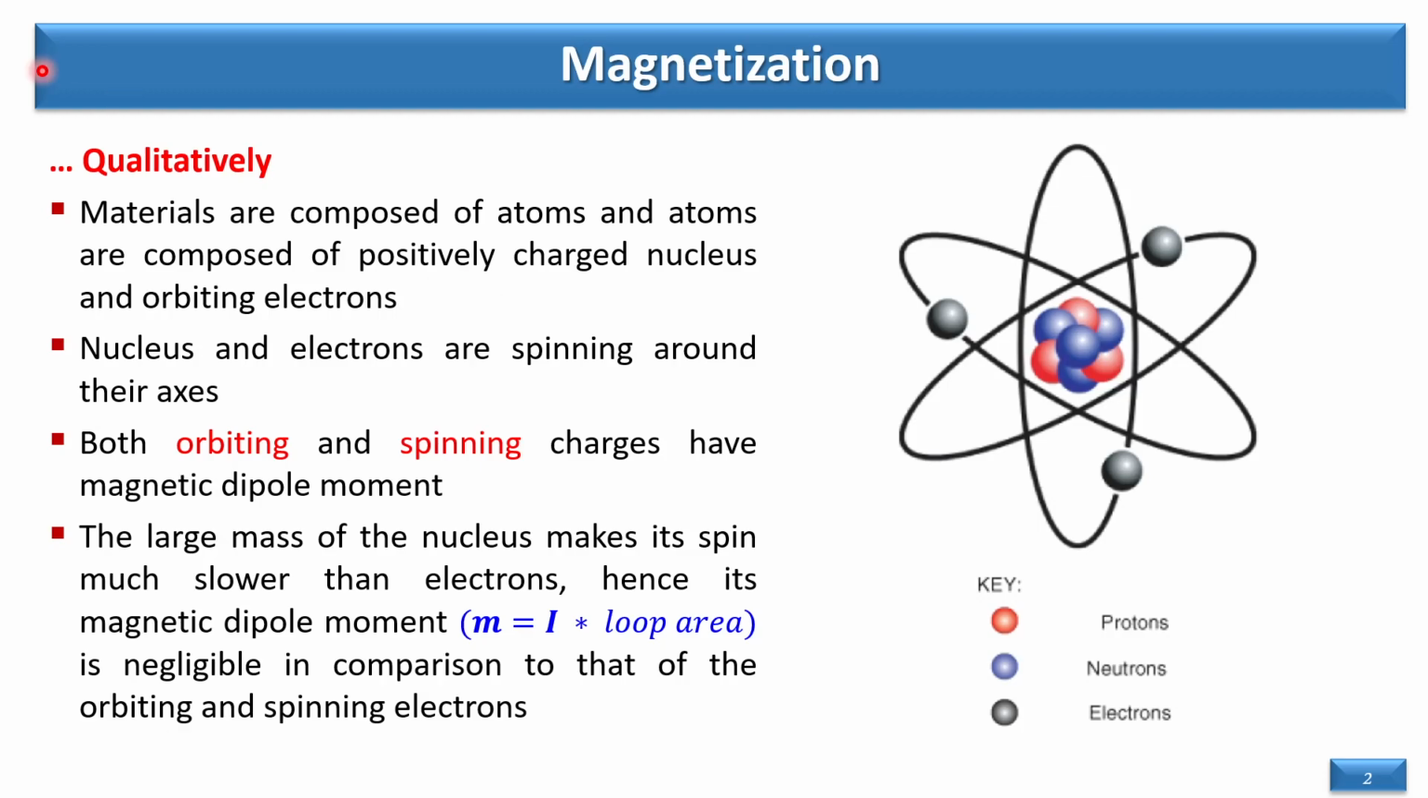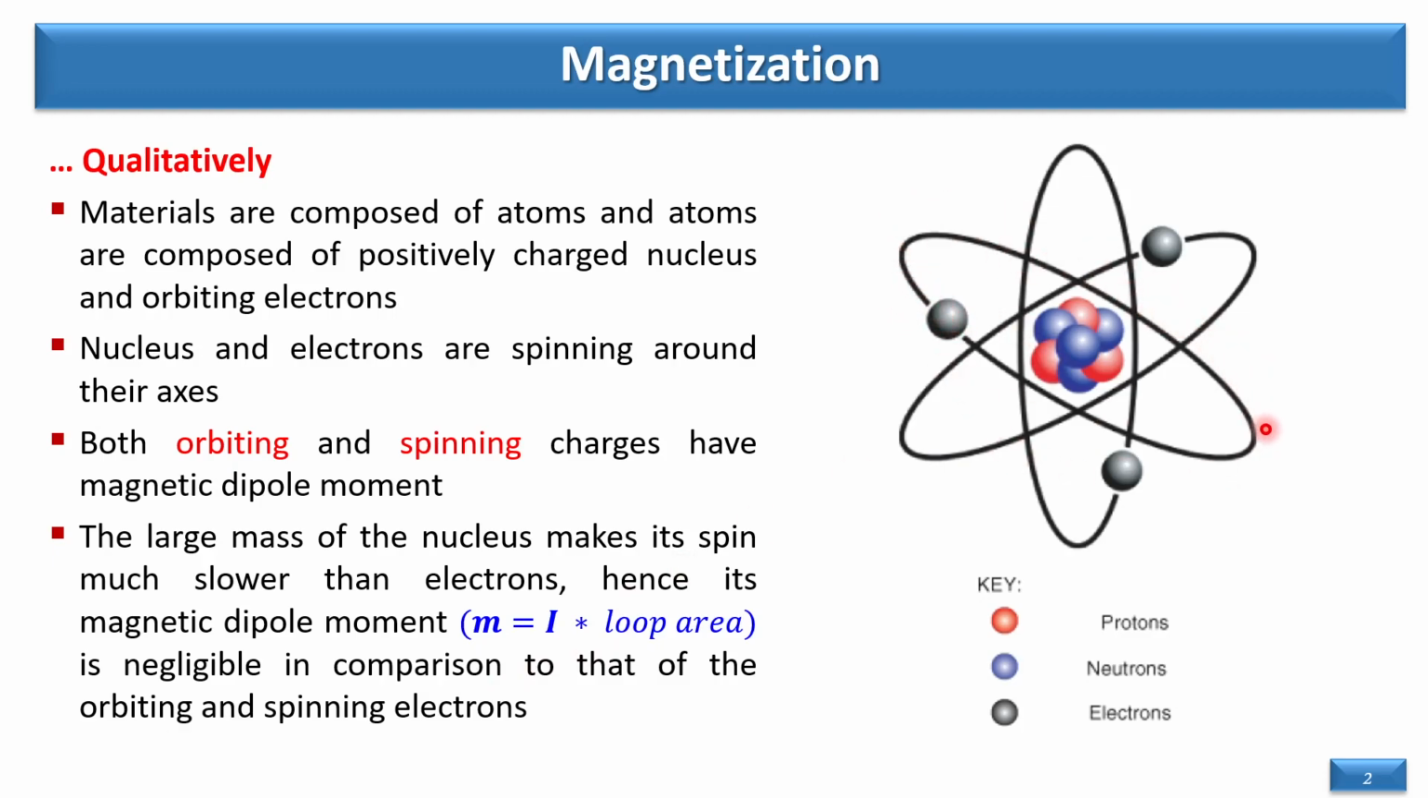First, they are orbiting around the nucleus in some orbits, and second, they are spinning around themselves. Also the nucleus is spinning around itself. So this spinning and rotation of charged particles is sort of like a current loop, and in the last lecture we learned that a current loop does have a magnetic moment associated with it.